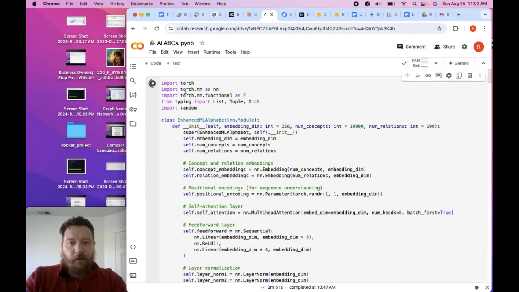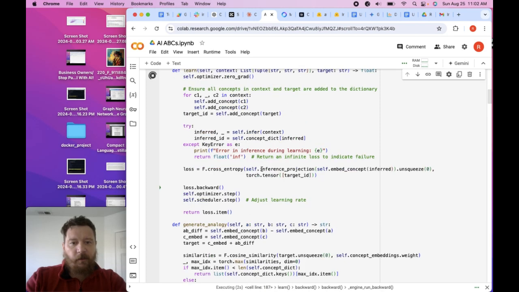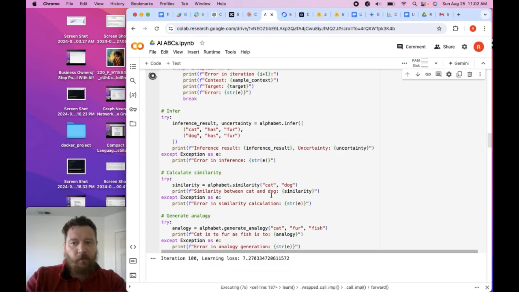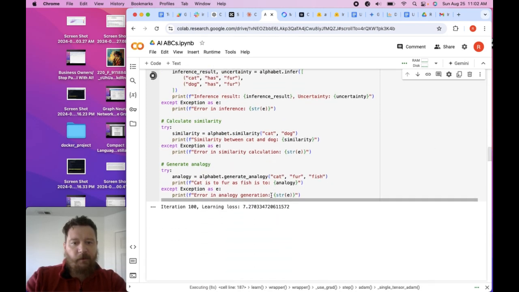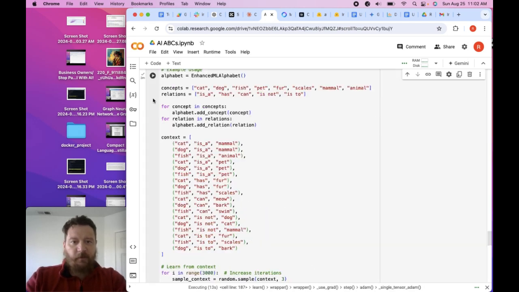A really unique video today. So I'm going to start off by executing two cells here, and the second one is going to take a little bit to run, so I'm going to execute it now. Then I'm going to talk about what exactly this is. This is very straightforward, like AI ABCs.